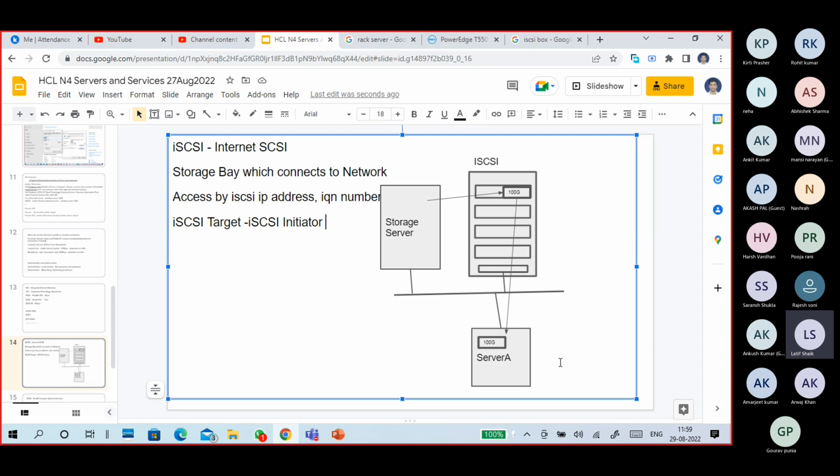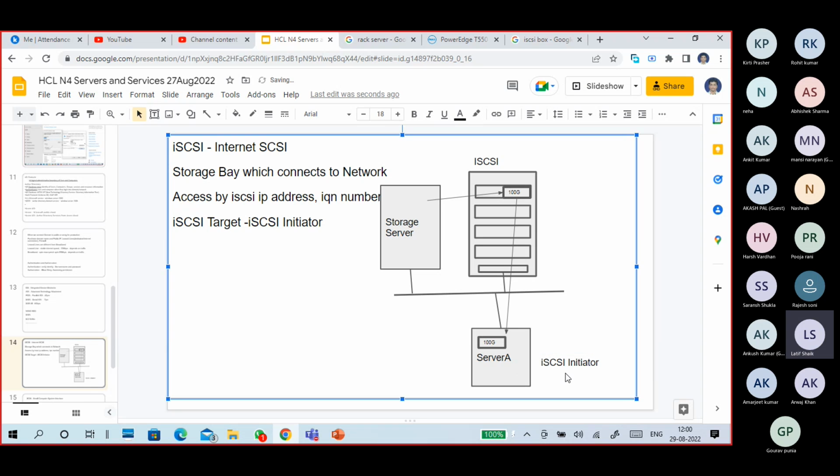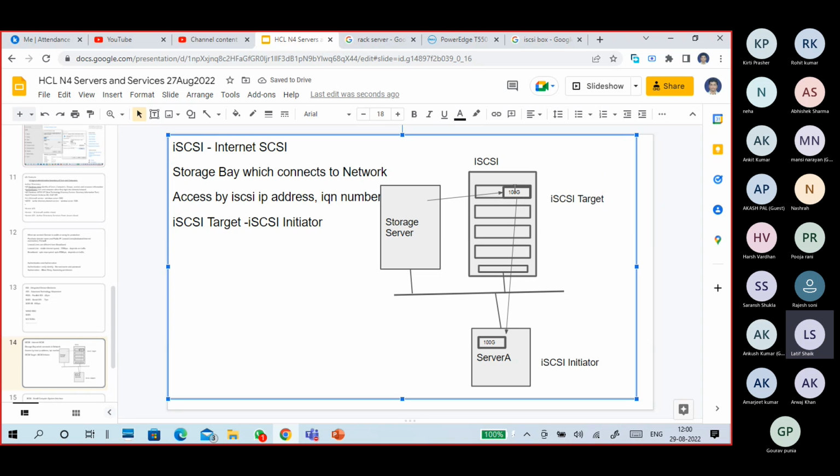So what is the iSCSI initiator? You open the iSCSI initiator and you tell where the target is. For example, this is the target. Different targets are there. Target does not always mean the server. Target exactly says the storage name. A lot of terminologies are there, but just try to understand, guys.